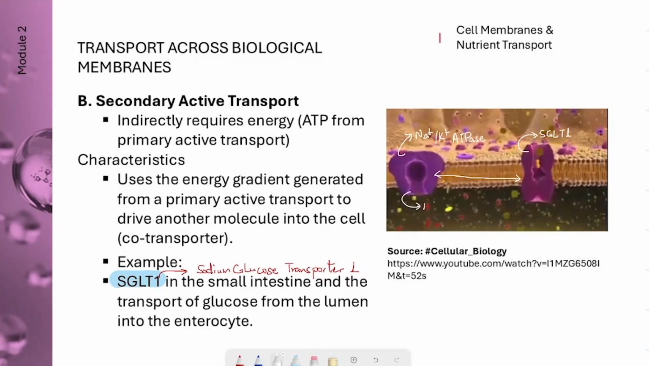So we already explained how the sodium potassium ATPase works in active transport. So what we're explaining now is how it works with another transporter, the SGLT1 transporter, in co-transport. And this co-transport is what we refer to as secondary active transport. So how is it secondary active transport? I'm going to be explaining that in a bit.